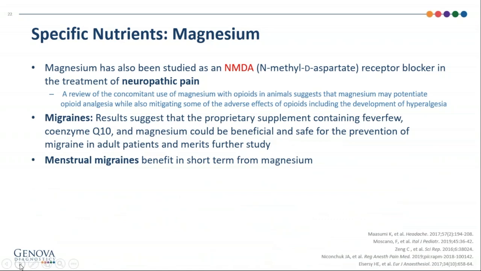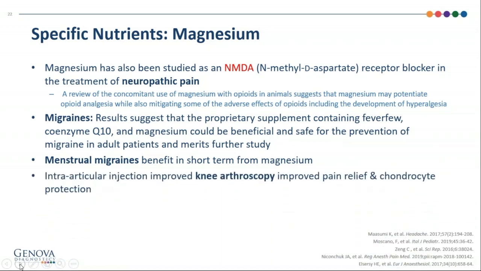There have been studies in migraines, including menstrual migraines, that show improvement in headaches with magnesium. And this was an interesting study looking at the intra-articular injection during knee arthroscopy and found that there was improved pain relief and even maybe more importantly, chondrocyte protection.